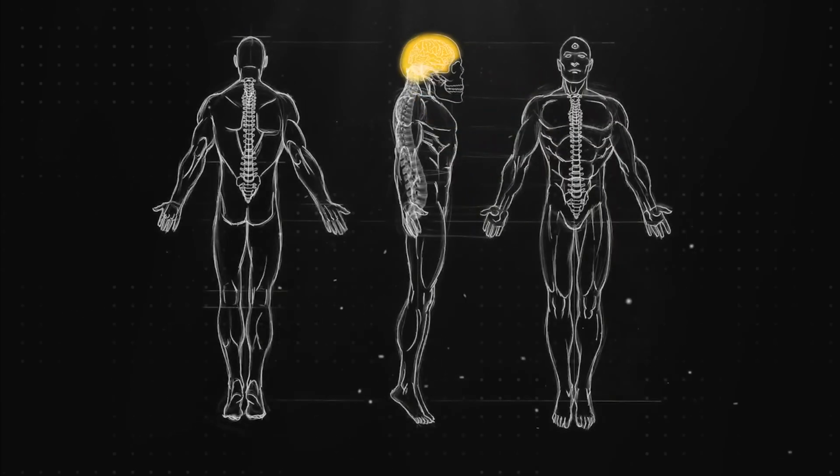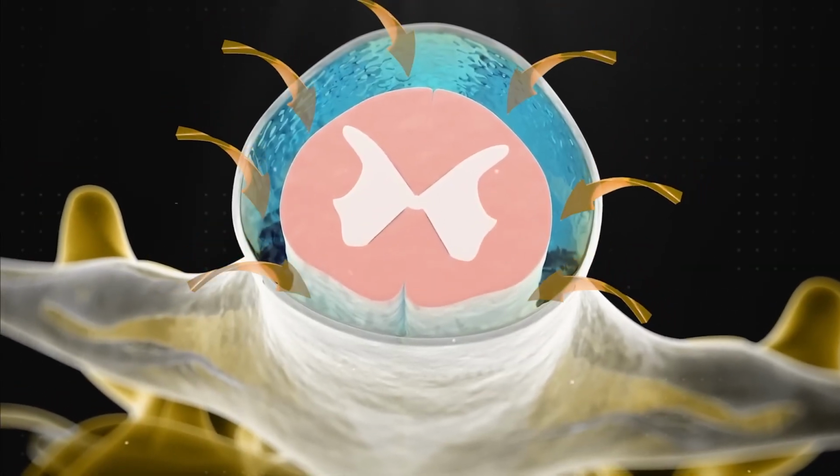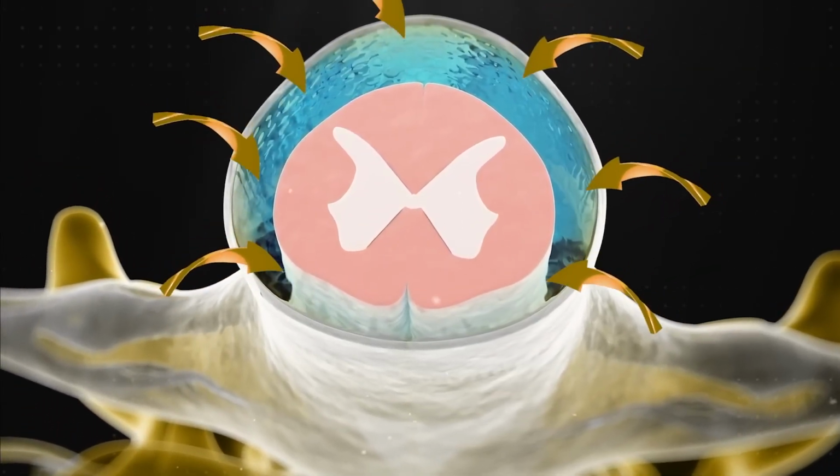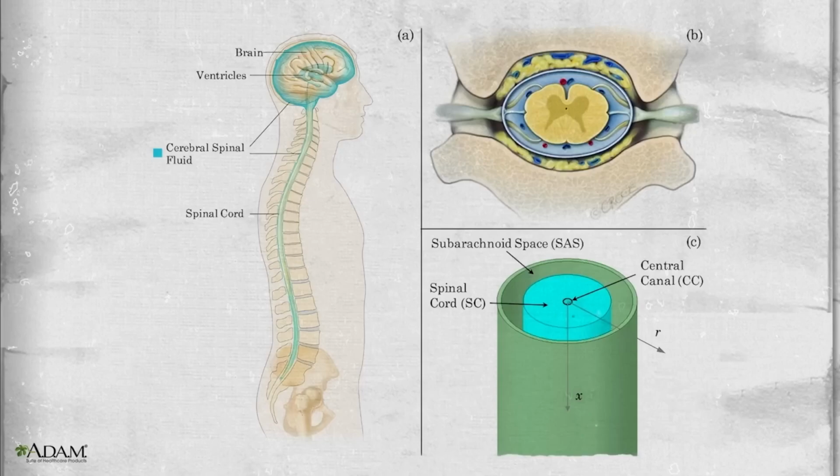Its journey doesn't end there. Cerebrospinal fluid continues its path down the spinal cord, flowing through the central canal and bathing the external surface of the spinal cord as well. This continuous flow ensures that the brain and spinal cord are consistently surrounded by this protective fluid.